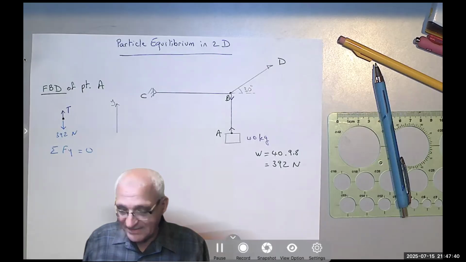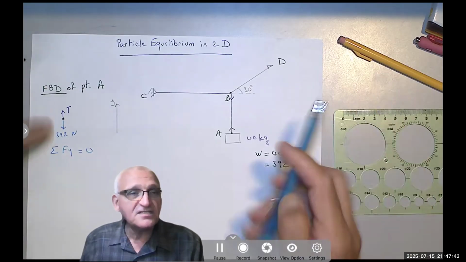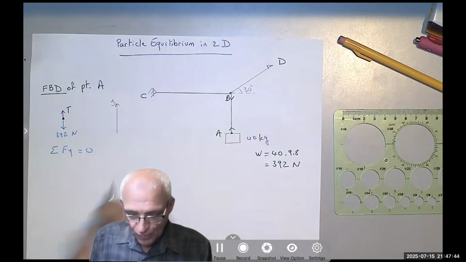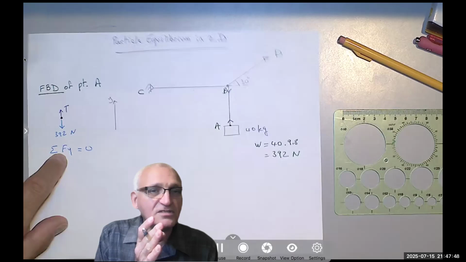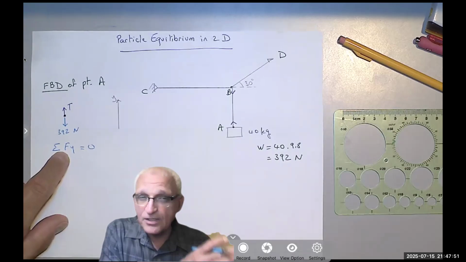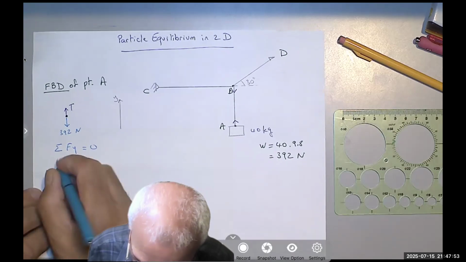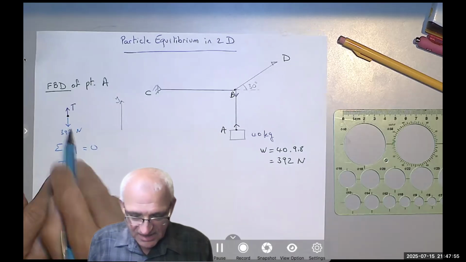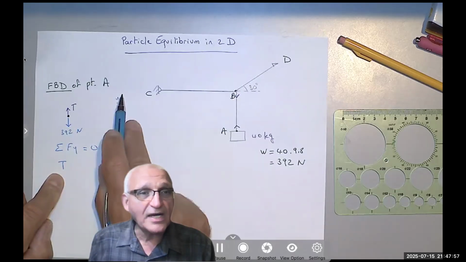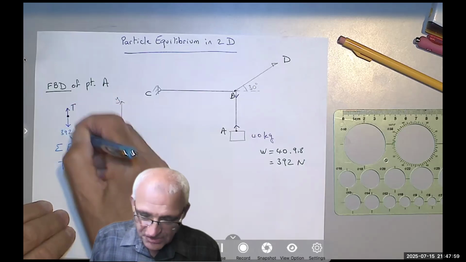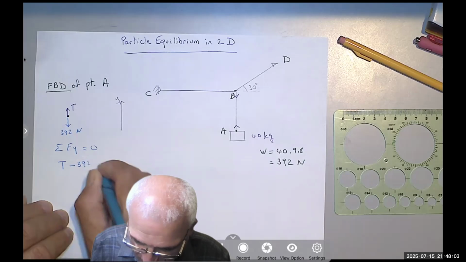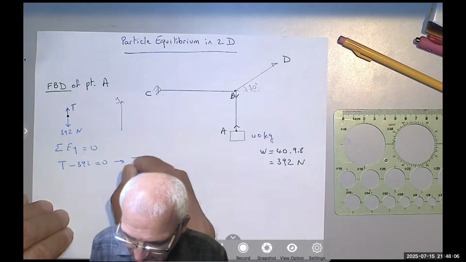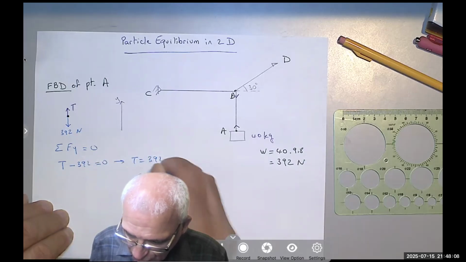You don't need to write a Tj minus 392j, because once we say y, meaning we are taking the j components, exactly like we did in vectors. So here I'm going to say T positive because it's the same as my y. 392 is going up opposite to the y, so minus 392 equals 0, hence T equals 392 Newton.